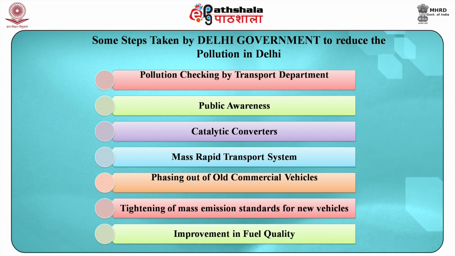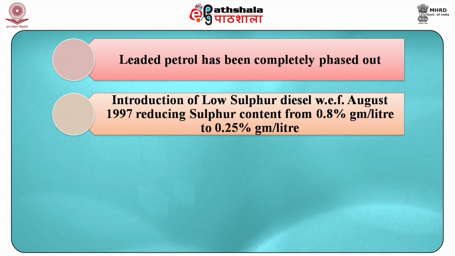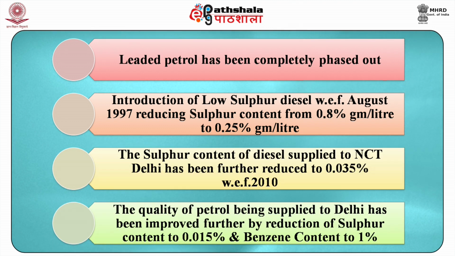Improvement in fuel quality. The quality of the fuel being supplied in Delhi has been significantly improved during the recent years by the use of leaded petrol. It was completely phased out. Introduction of low sulfur diesel, it was introduced in 1997, reducing the sulfur content significantly. The quality of petrol being supplied to Delhi has been improved further by reduction of sulfur content to 0.015% and benzene content to 1%.